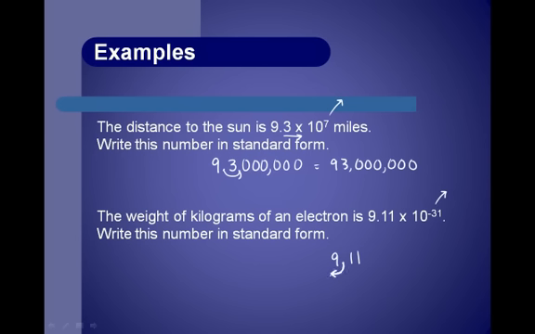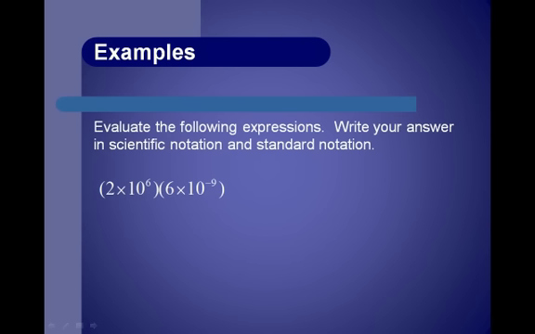One place gets it past the 9, which means we are going to need 30 zeros. Wow, that's a lot of zeros. Imagine putting that one in your calculator. Okay, now we're ready to evaluate some expressions where we're performing operations on scientific notation.